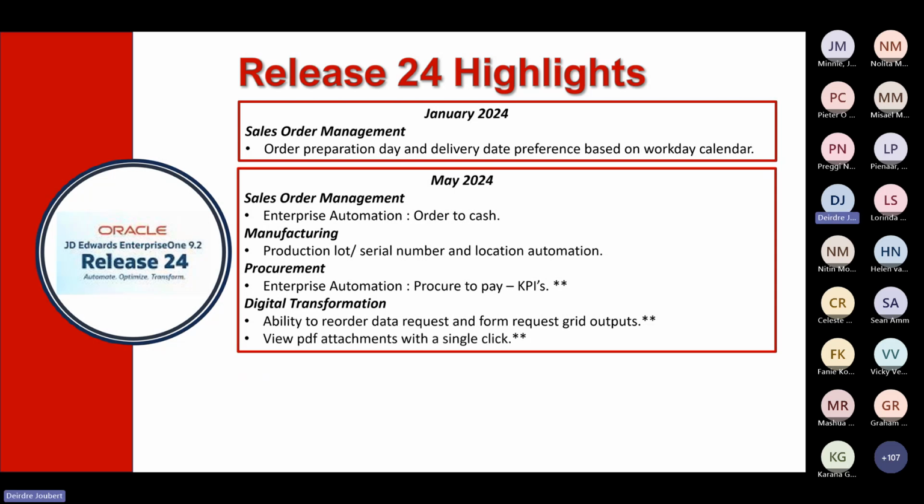May 2024, once again on sales order management, enterprise automation for the order to cash process has been introduced. Warwick will explain a bit more about enterprise automation, especially on the procurement side during the session. Wonderful tool, wonderful functionality that has been added by Oracle there. Manufacturing, we added functionality for production, lot serial number, and location automation. Procurement, May 2024, enterprise automation has been improved to add additional KPIs for the procure to pay process. Like I said, Warwick will explain this in a lot more detail.